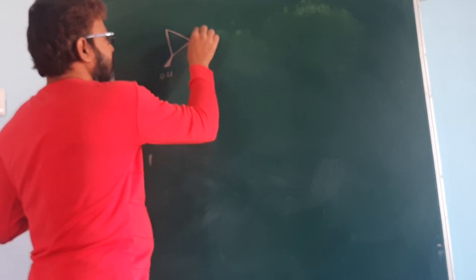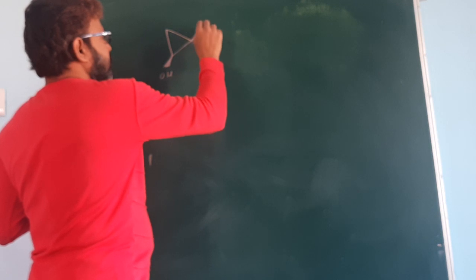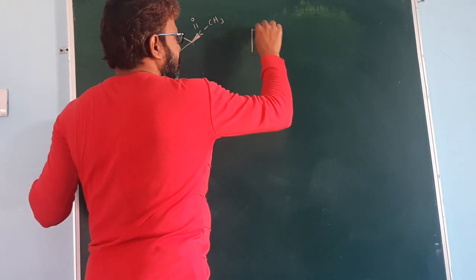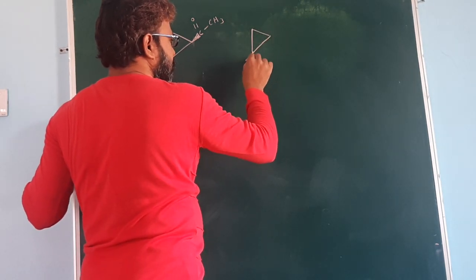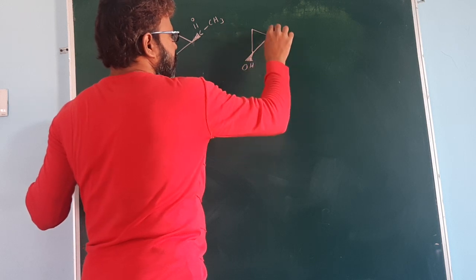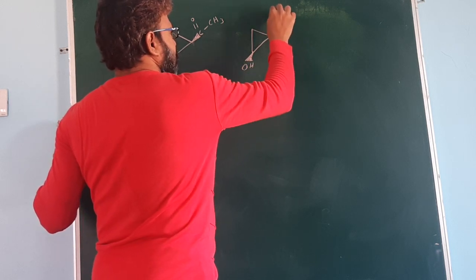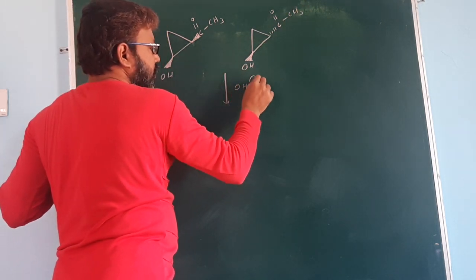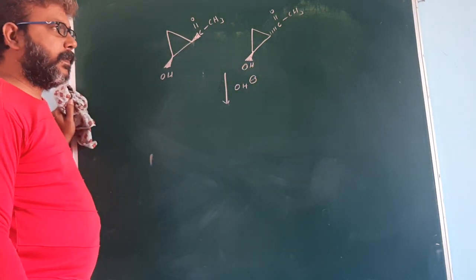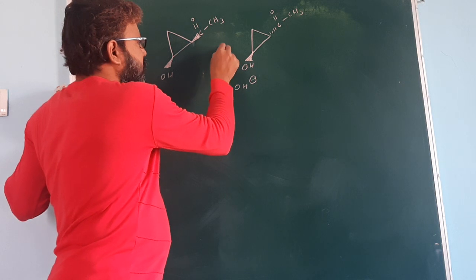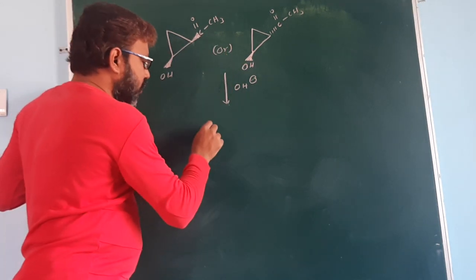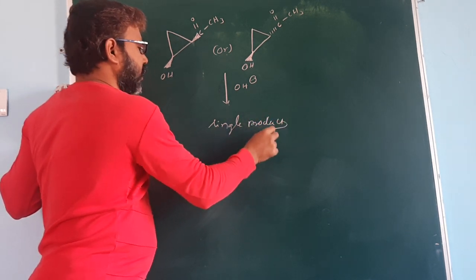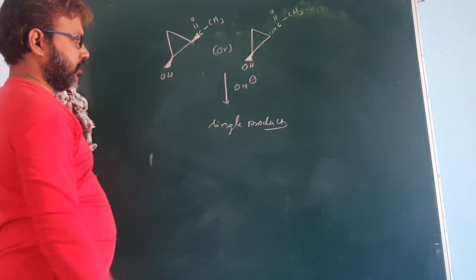So this is a cis isomer. So this is a trans isomer. These two compounds undergo reaction in presence of basic medium, cis isomer or trans isomer, to give a single product. It gives only a single product. So what is this product?